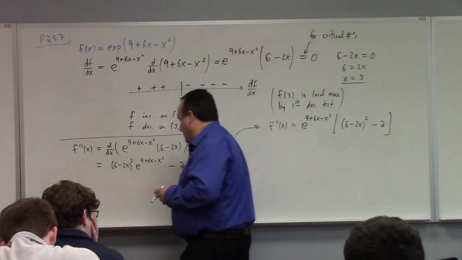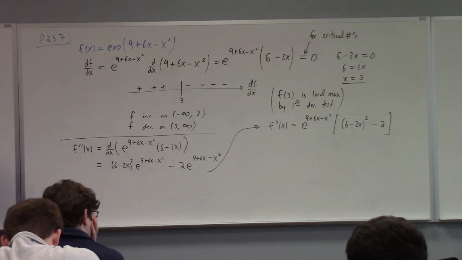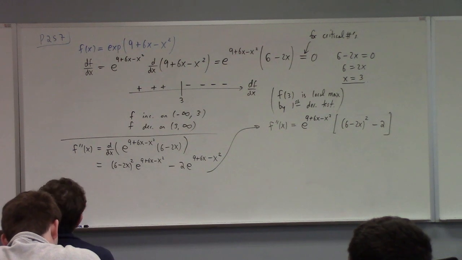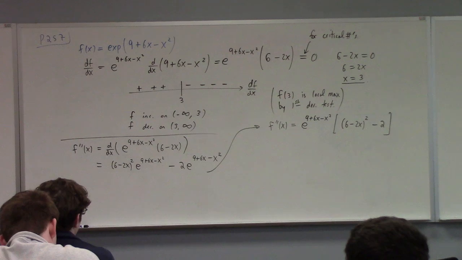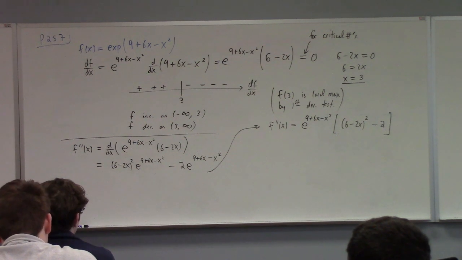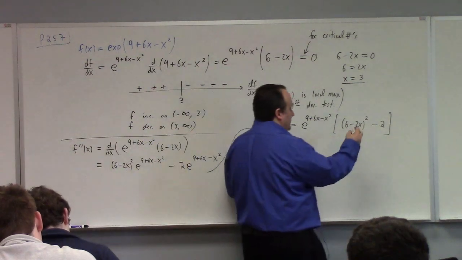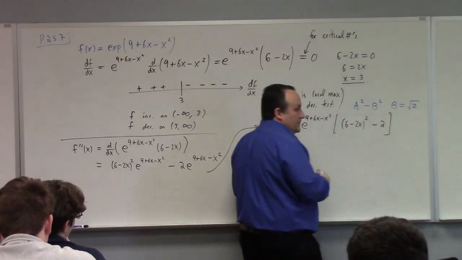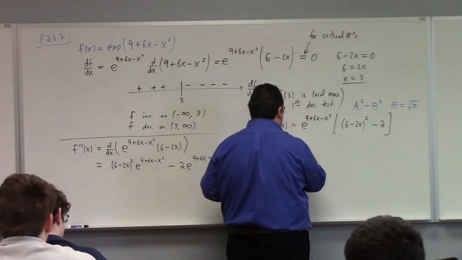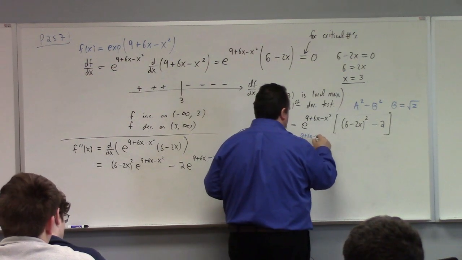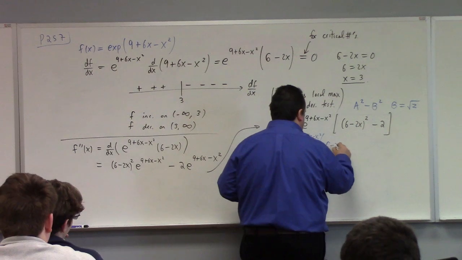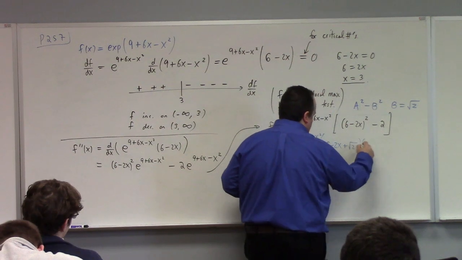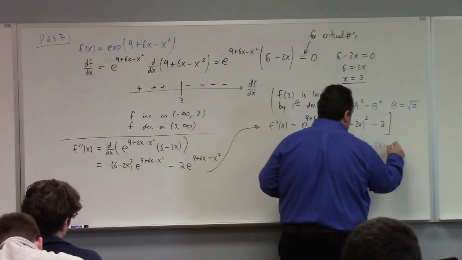There's a smart way and a not smart way to factor this. The not smart way is to FOIL it out and then factor. The smarter way is to recognize that you've got the difference of squares. This is a squared minus b squared, where b is the square root of 2. So I can factor that as 6 minus 2x plus the square root of 2 times 6 minus 2x minus the square root of 2.